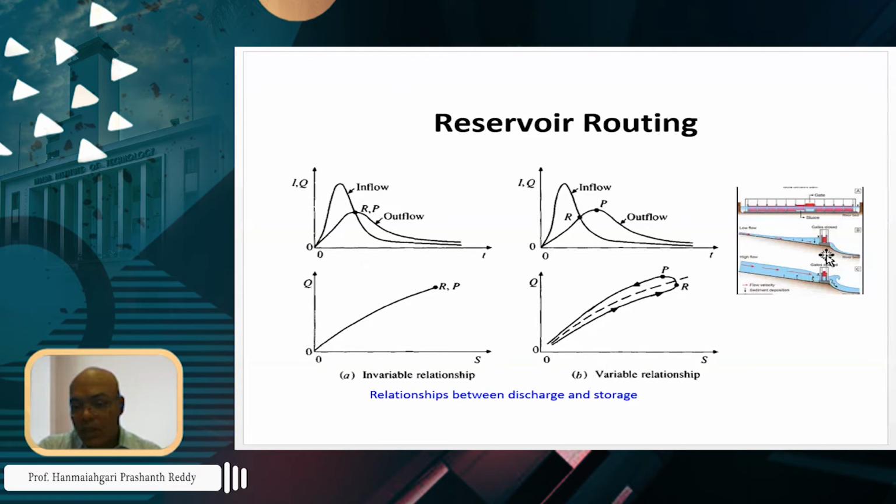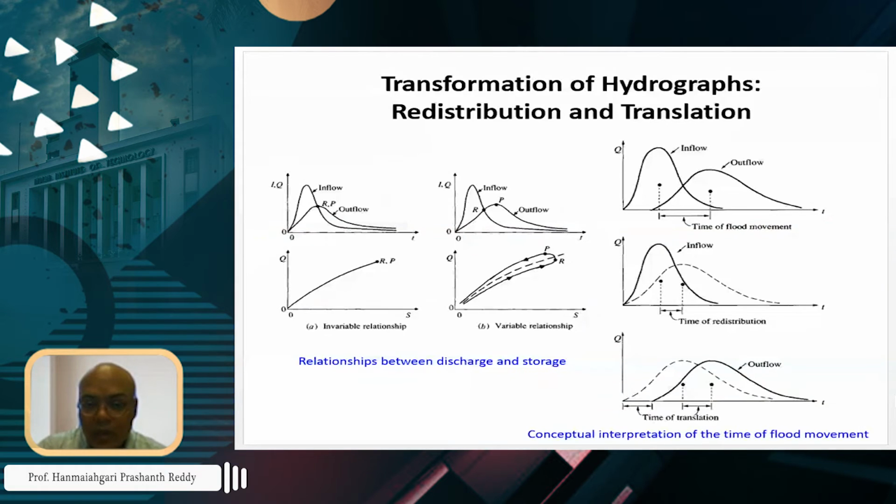And you can see in this side figure, of course it is a small one, that this is a dam, and this is a reservoir, and the water surface is not a straight line. So for this kind of reservoir, this variable relation exists between Q and S. So look at this figure.